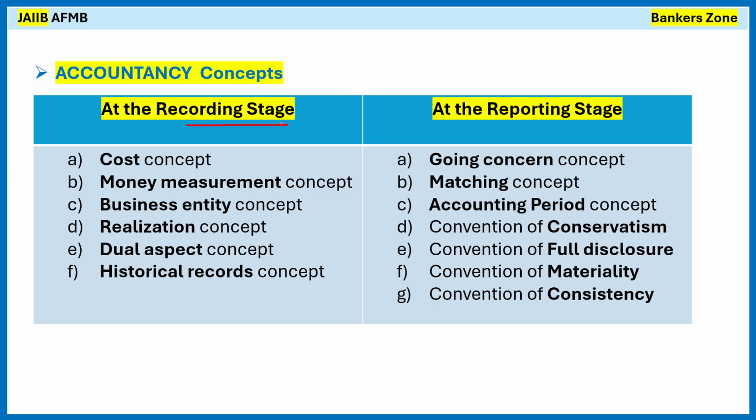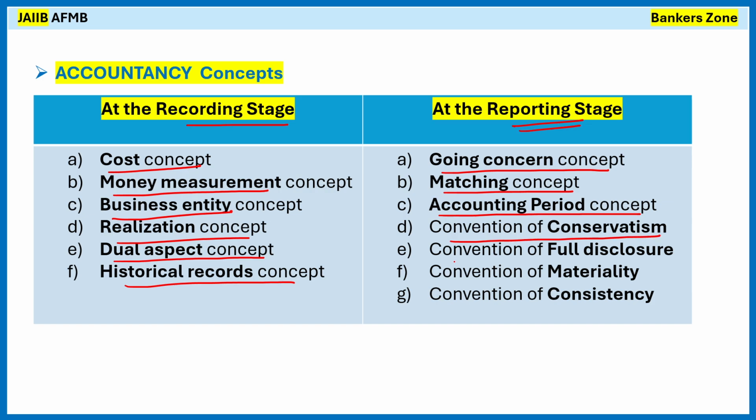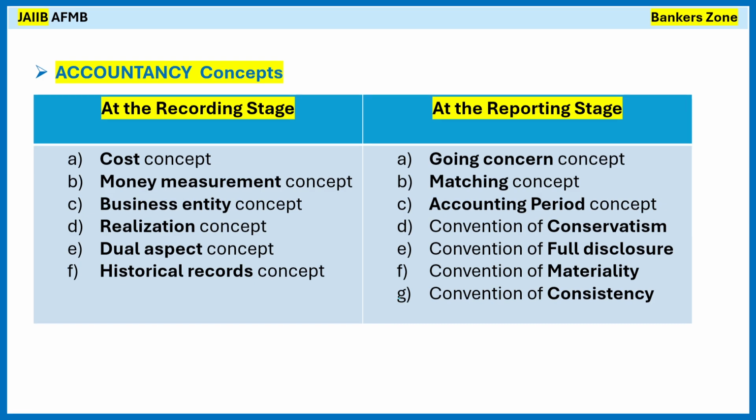Now we have some accountancy concepts. At the recording stage, we have the cost concept, money measurement concept, business entity concept, realization concept, dual aspect concept, and historical record concept. With respect to the reporting stage, we have the going concern concept, matching concept, accounting period concept, convention of conservatism, convention of full disclosure, convention of materiality, and convention of consistency. One by one we will see these.